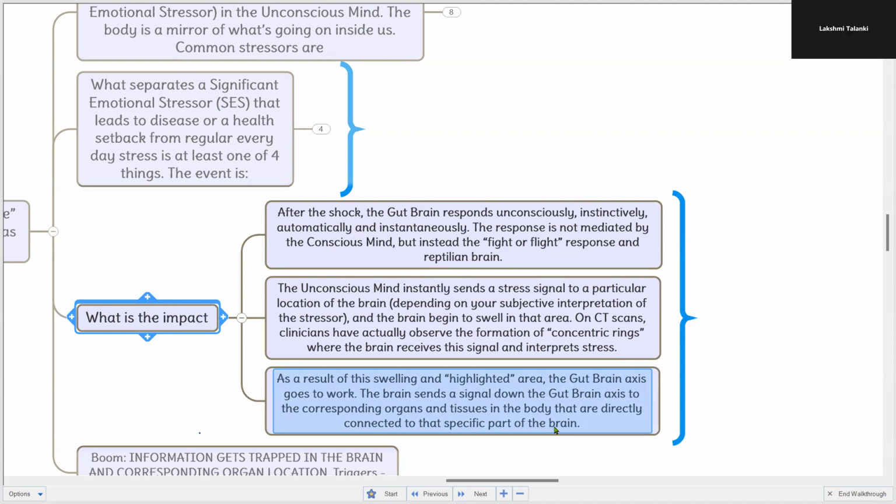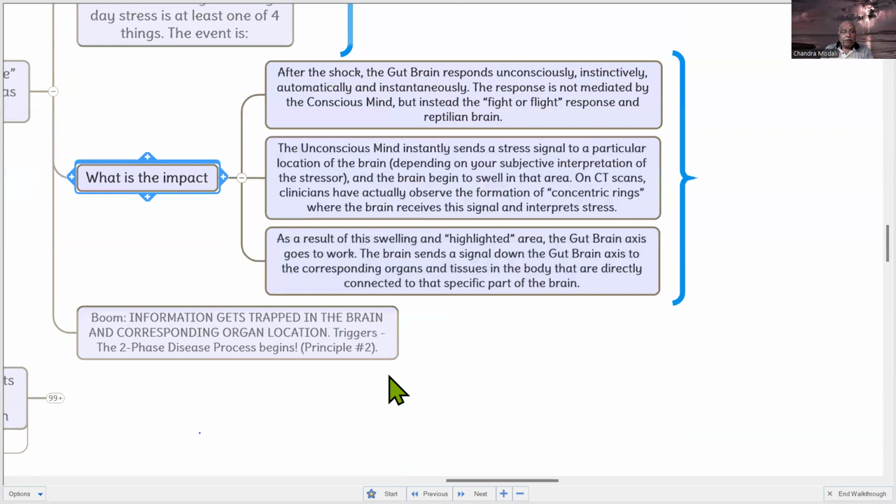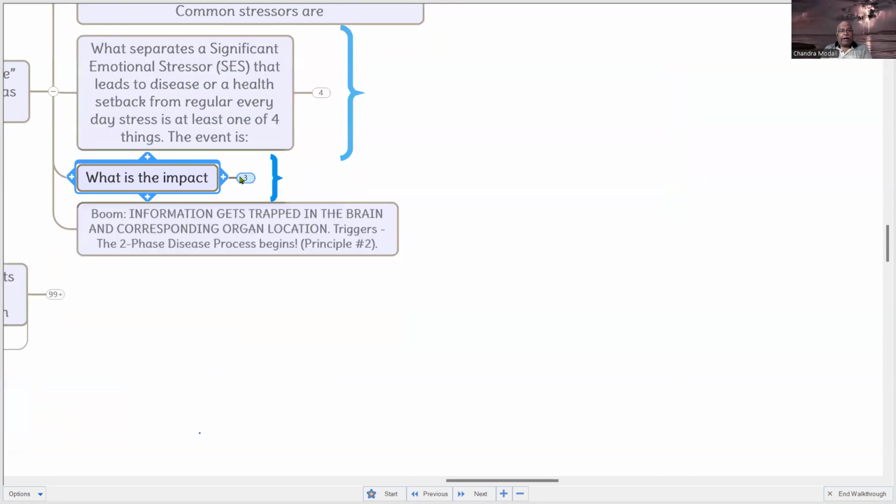So now what is happening? It has created a scenario where information is getting trapped in the brain and the corresponding organ location, correct? This is triggering the onset of a disease. So now we need to change that programming then. So that program, it is triggering.